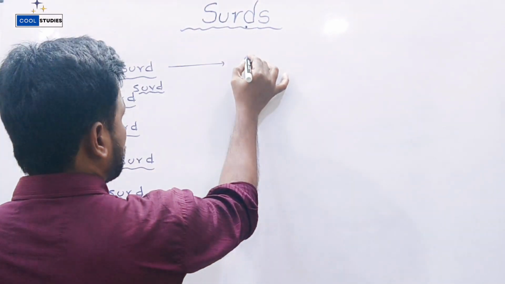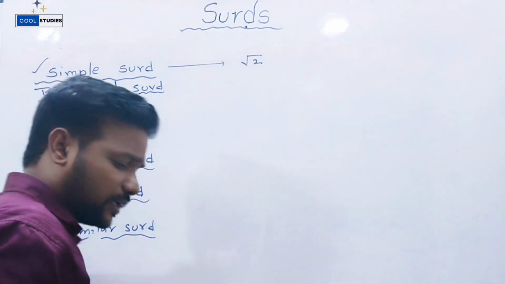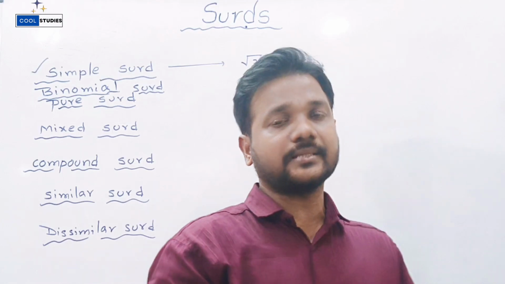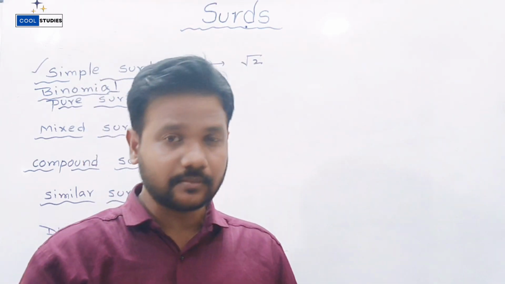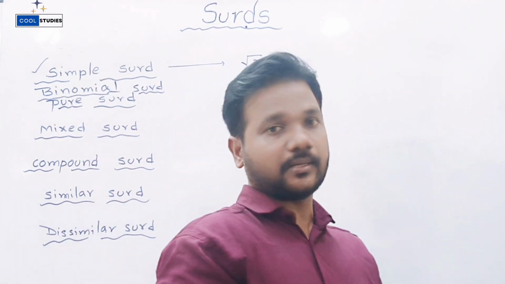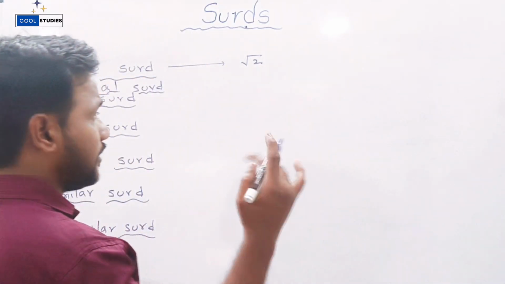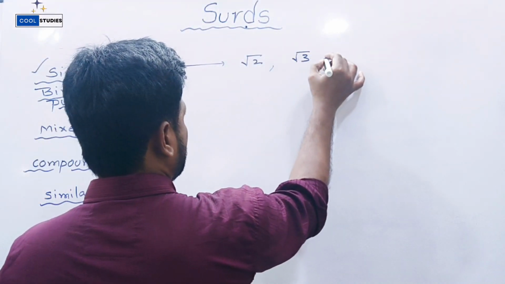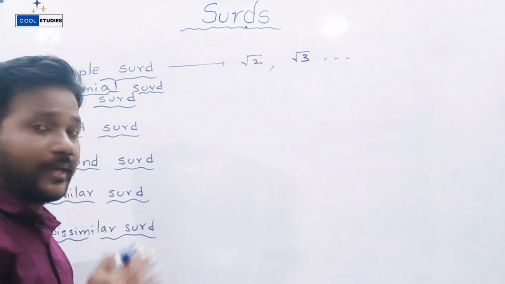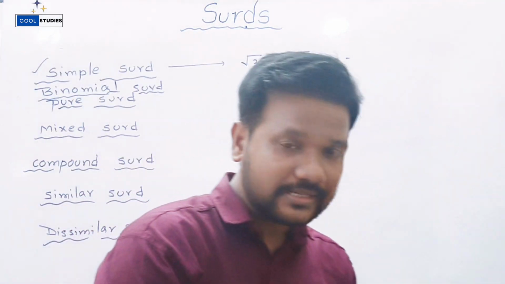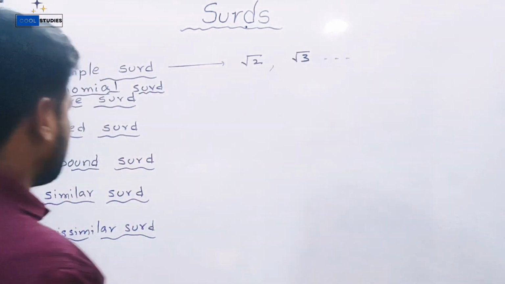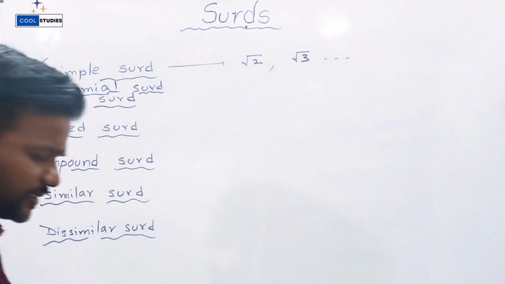I am writing root 2. It is a surd. This surd we can call a monomial surd or a simple surd. Root 2, root 3: these types of surds are called monomial surds.